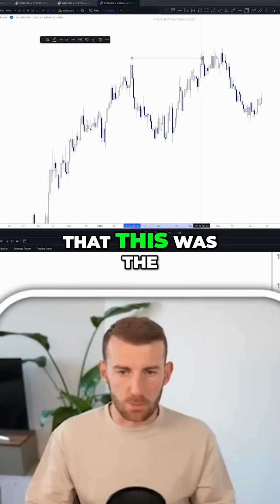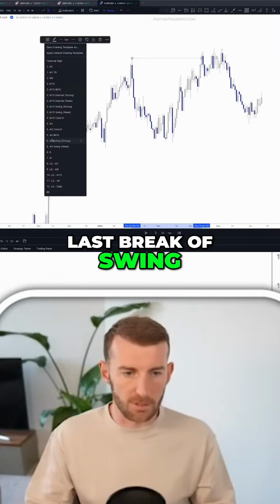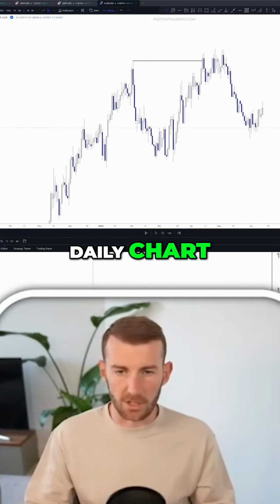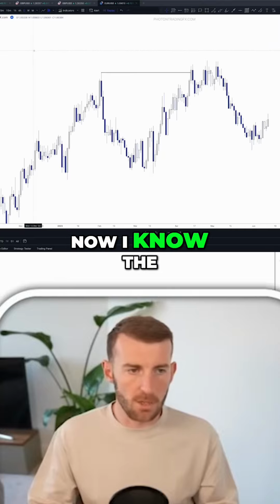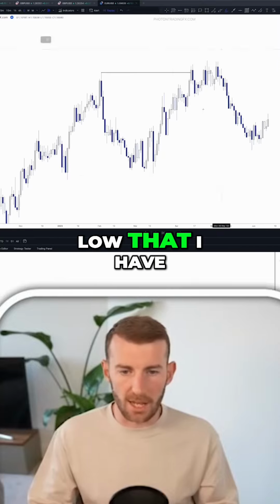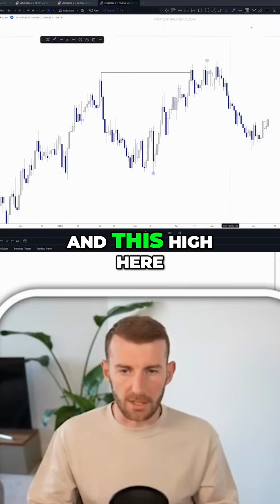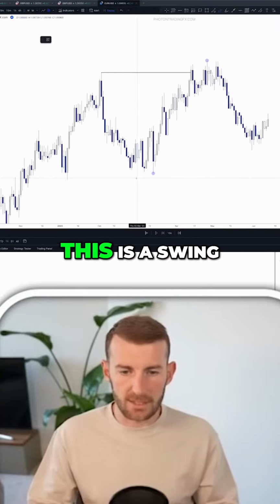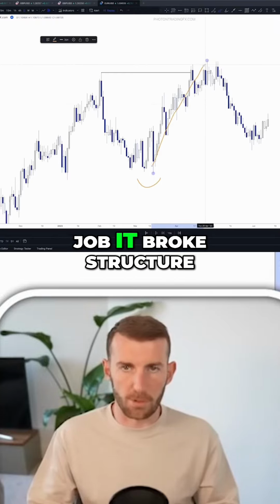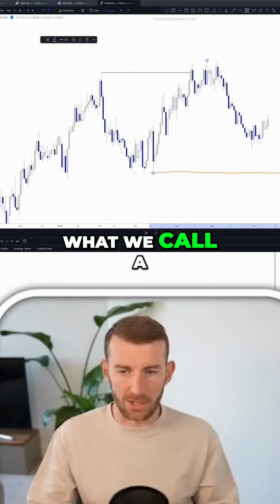I can see that this was the last break of swing structure here on the daily chart, okay? So now I know the current swing high and low that I have is between this low and this high here, okay? So this is a swing low that achieved its job, it broke structure. So this is now what we call a strong swing low.